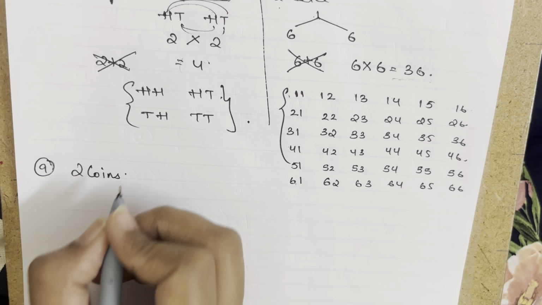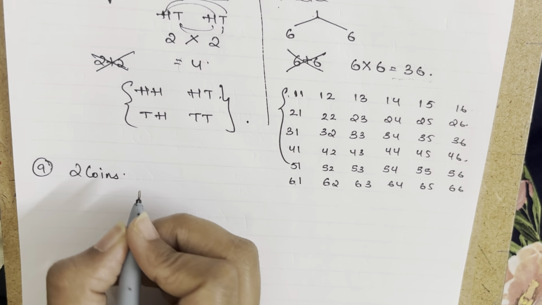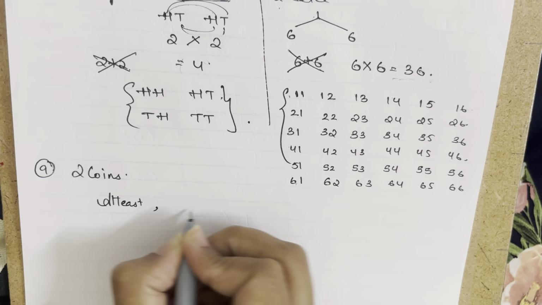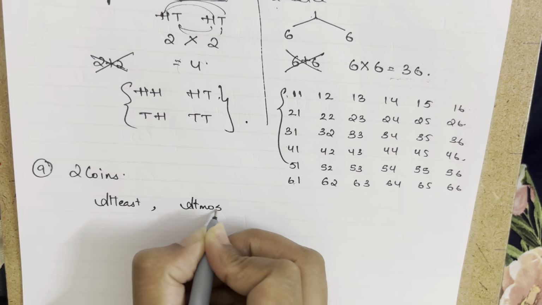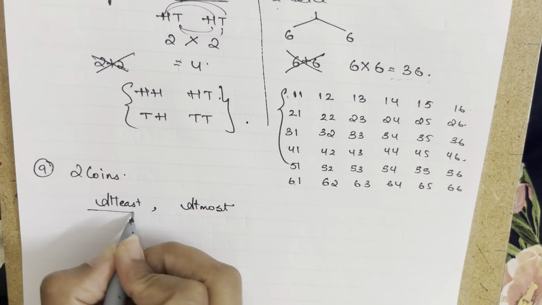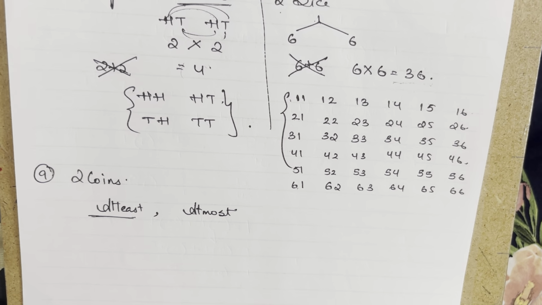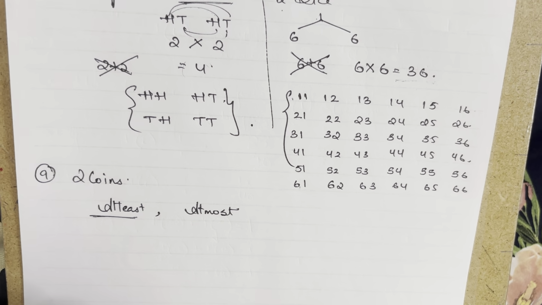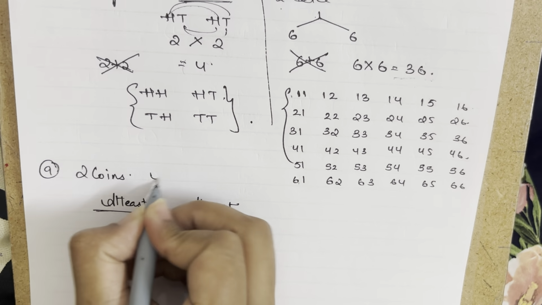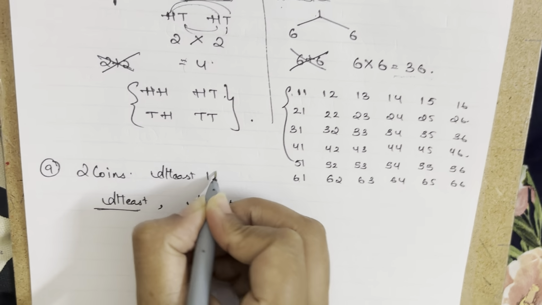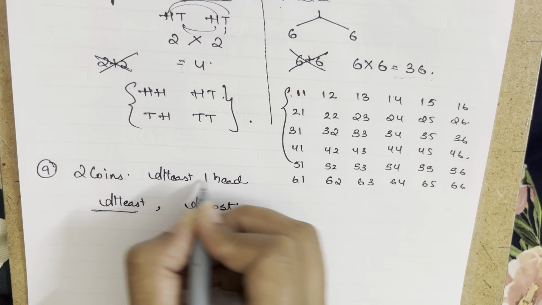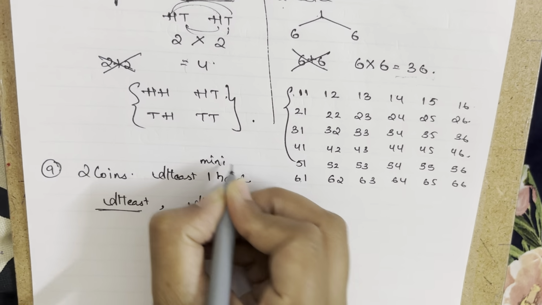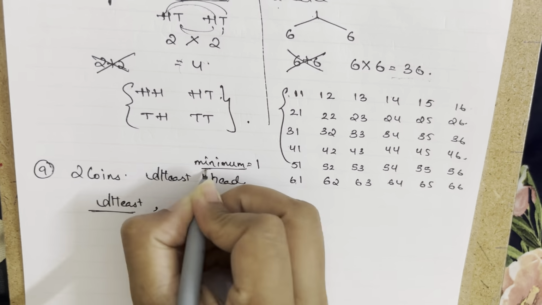Okay, what is the probability that she gets at least one head? So let's talk about the terms "at least," then we'll talk about the term "at most," and so on. Now, when I talk about the word "at least," what does it actually mean? The word "at least" stands for a minimum of one, because it said at least one head. So the minimum should be one, and it can be any number beyond that.